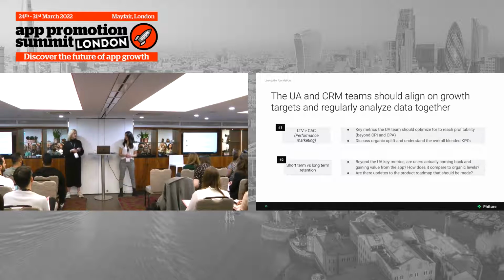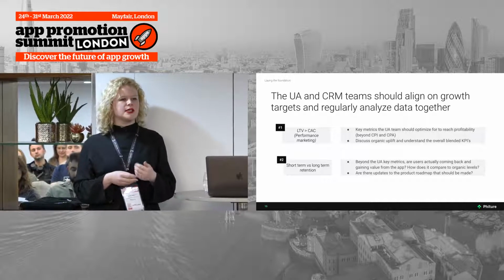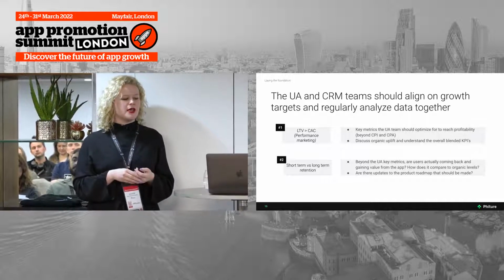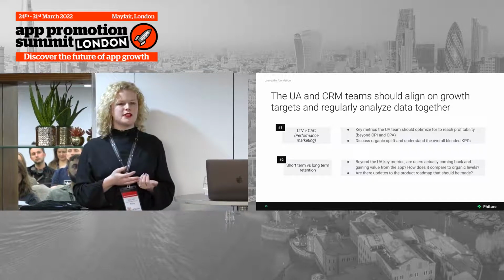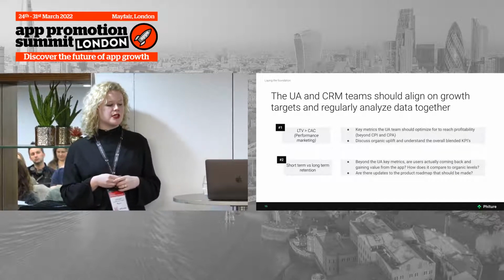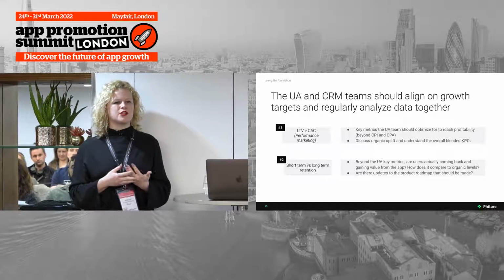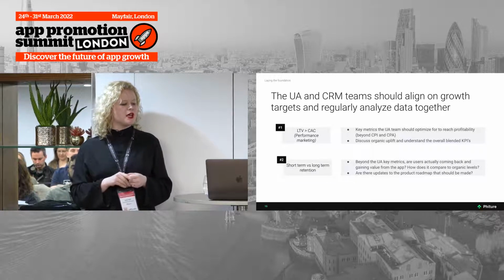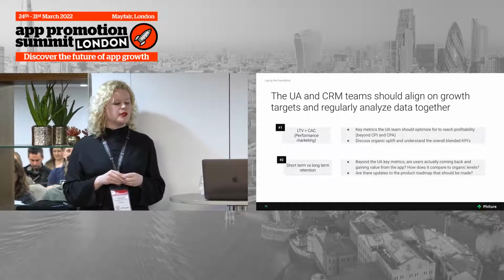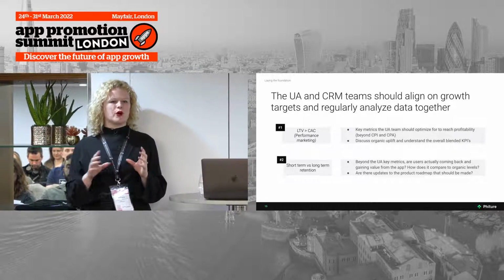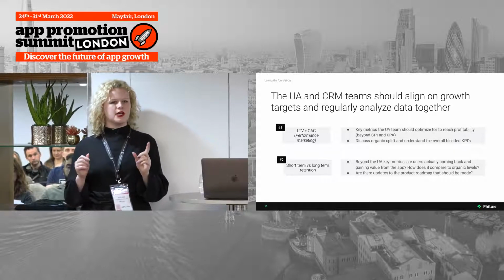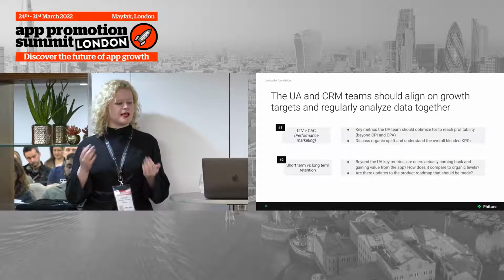From the CRM or product perspective, what we can do is support user acquisition to have a more granular look at the data. So looking beyond the user acquisition key metrics to, for example, core retention metrics, to understand if users are actually coming back and gaining value from the app, and reaching the key features and touch points that you want them to reach. Then you can also look together at how the user behavior compares between your organic traffic versus paid.